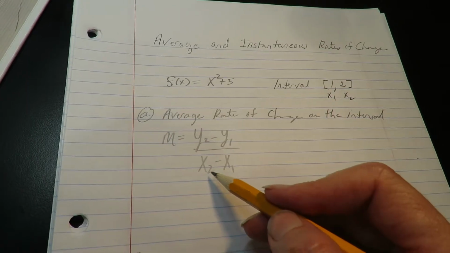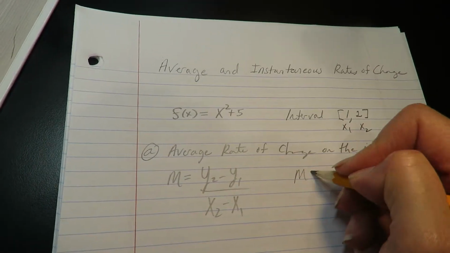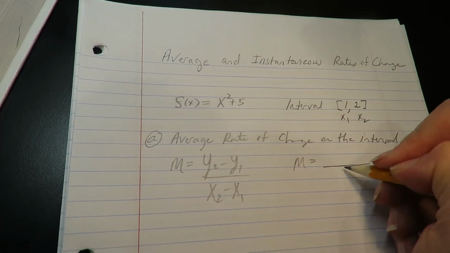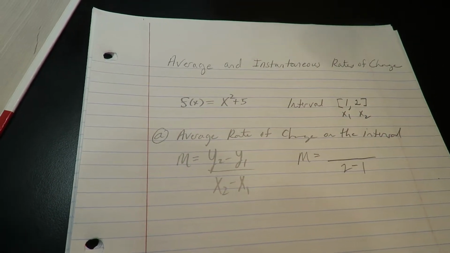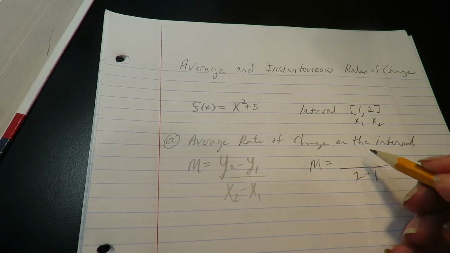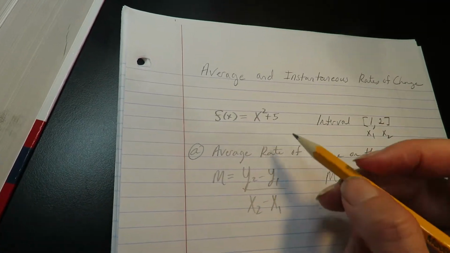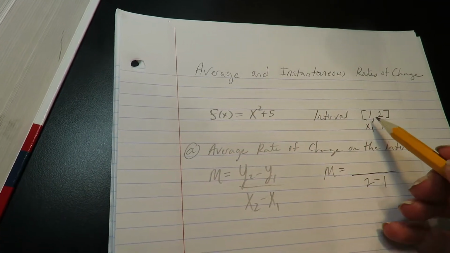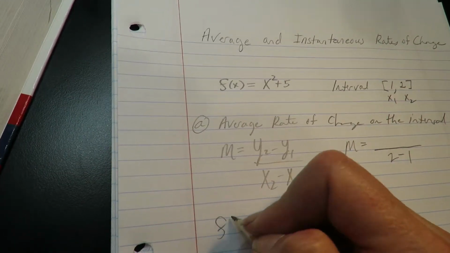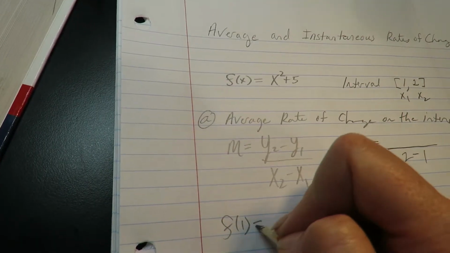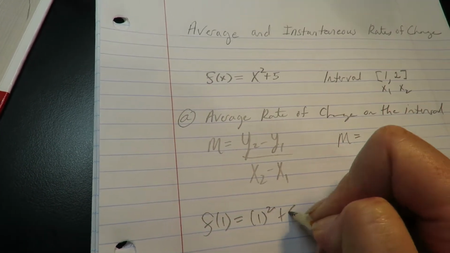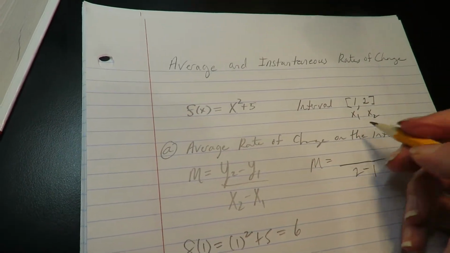I have the x1 and the x2, right? I have that part. x2 is 2. So I have the 2 minus the 1, but I don't have the y2 and the y1. So you have to calculate that. So let's start with the first y value. To find the first y value, you'd have to plug 1 into the function given. So 1 squared plus 5, that's 6.